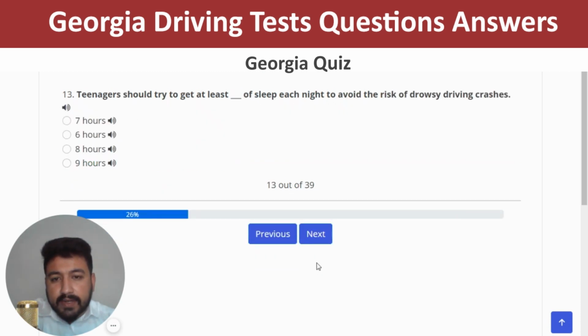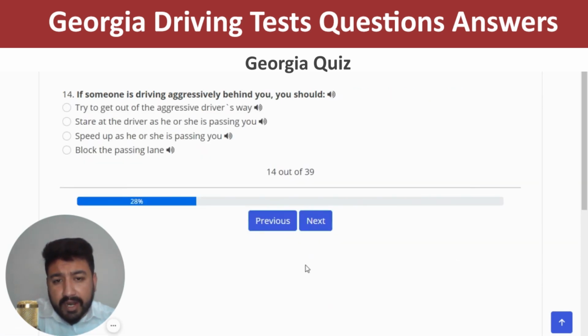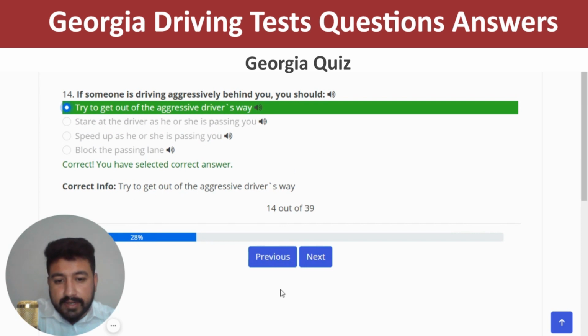Teenagers should try to get at least blank of sleep each night to avoid the risk of drowsy driving crashes. So I'm going to click on the third option, which is 8 hours, right? And next. If someone is driving aggressively behind you, you should, so you can choose the first option, which is try to get off the aggressive driver's way.